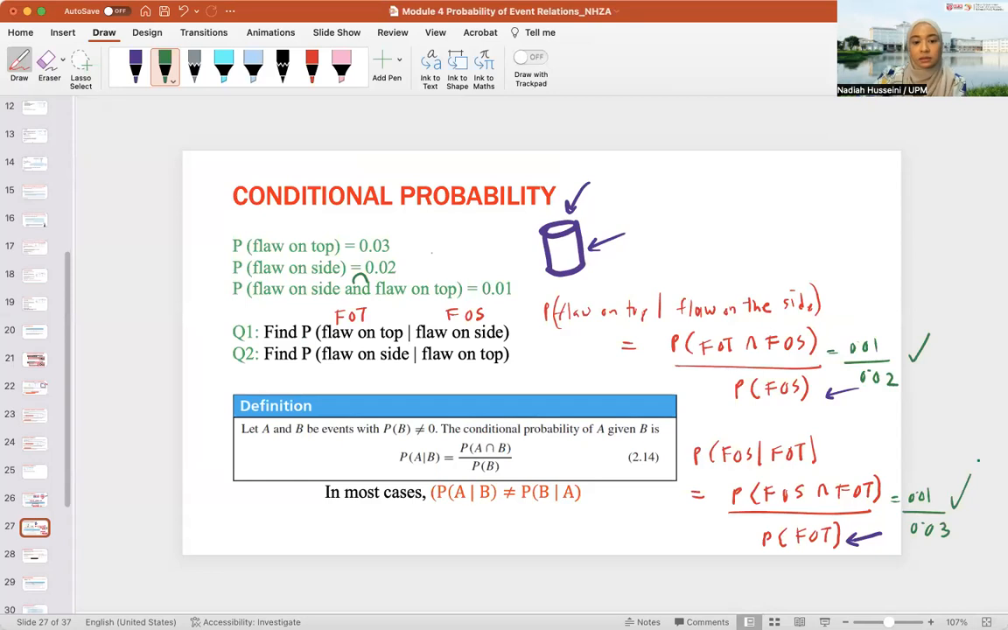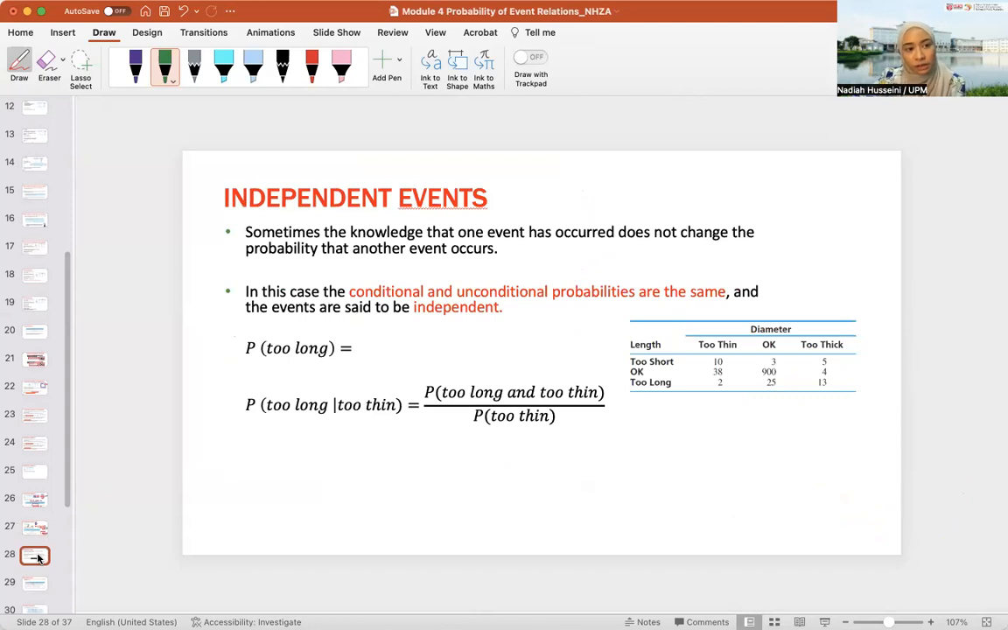Use your calculator. So in most cases, not all cases, most cases, probability of A given B is not the same as probability of B given A. And we already proved that. So enough with conditional probability. Now we're going to talk about independent events.